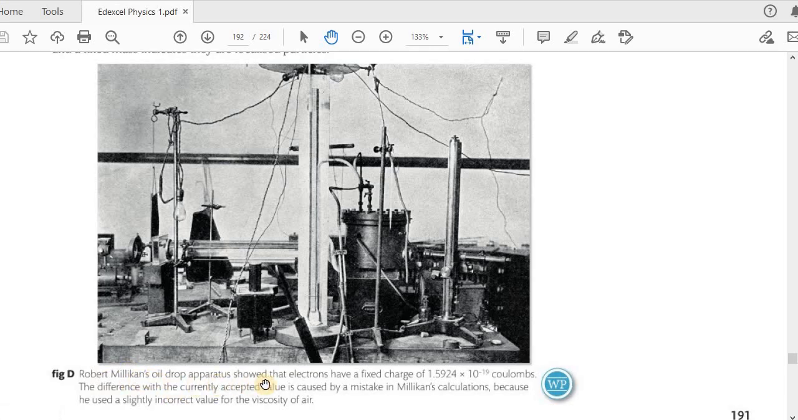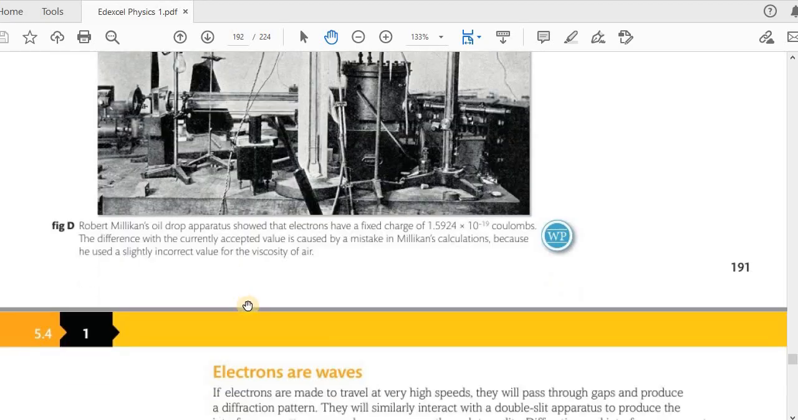Robert Millikan's oil drop apparatus showed that electrons have a fixed charge of 1.5924 x 10^-19 coulombs. This is what we approximate as 1.6 x 10^-19 coulombs. The difference from the currently accepted value is caused by a mistake in Millikan's calculations, because he used a slightly incorrect value for the viscosity of air. Anyway, we take it as 1.6.